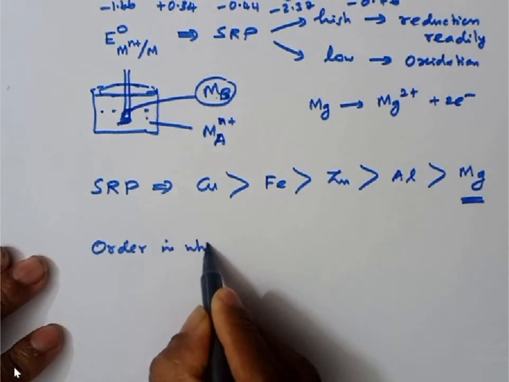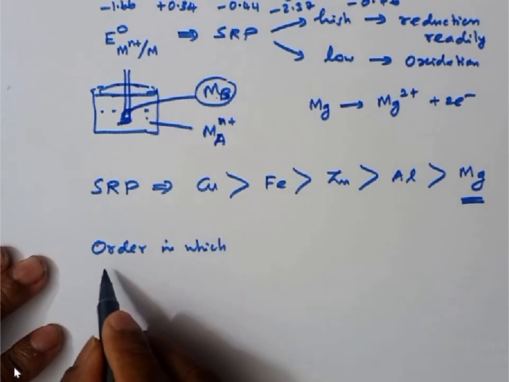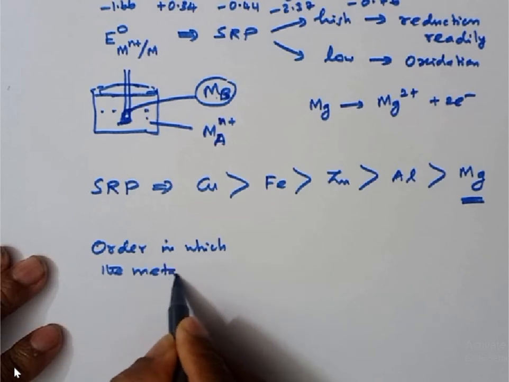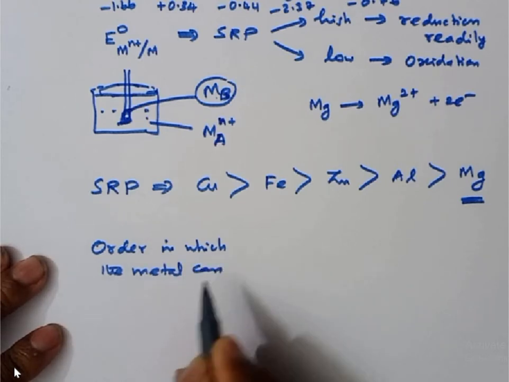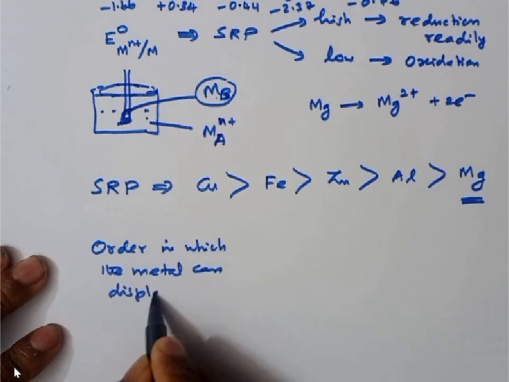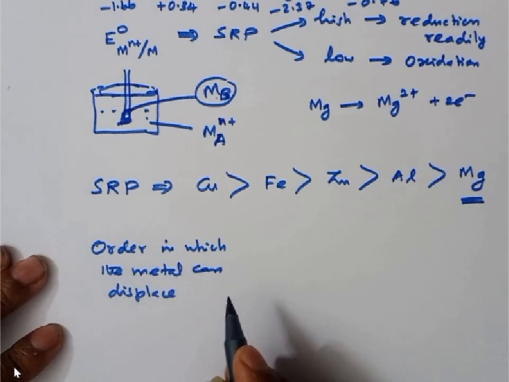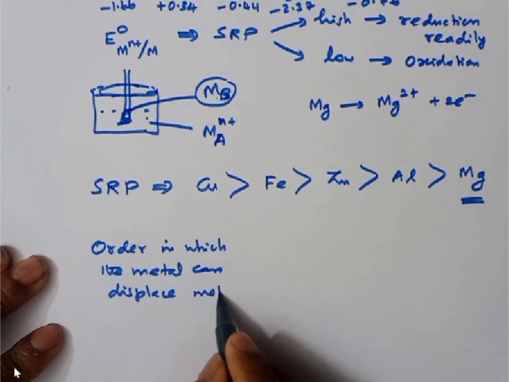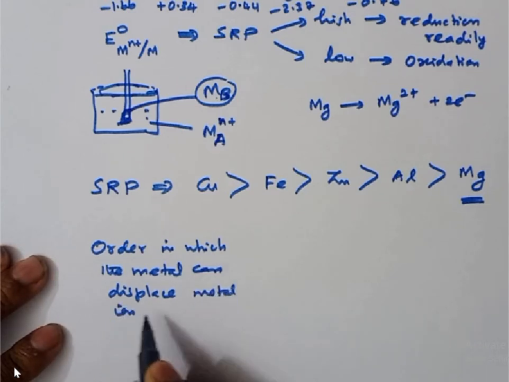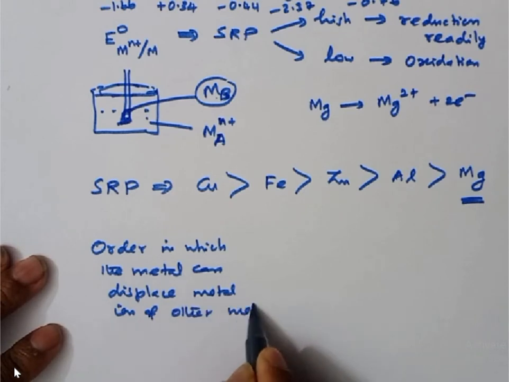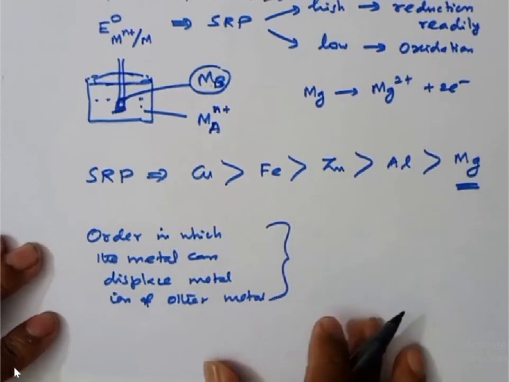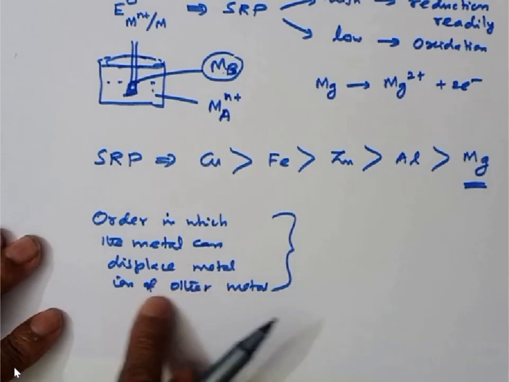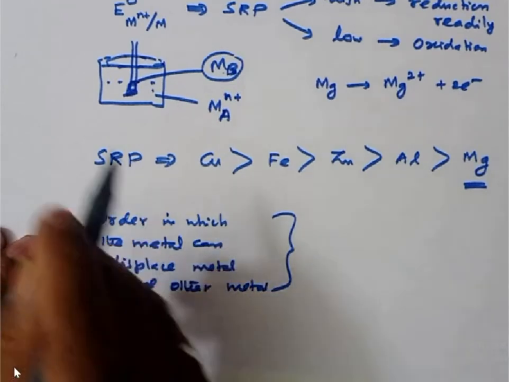Order in which the metal can displace metal ions of other metal. Okay, order in which the metal can displace the metal ions of other metal. So what is the order?